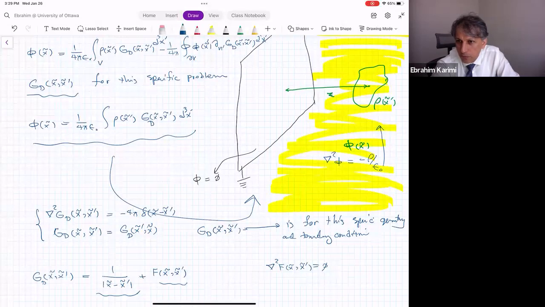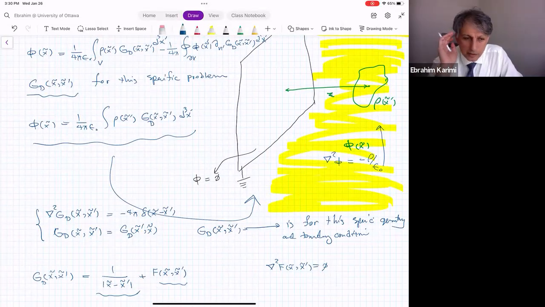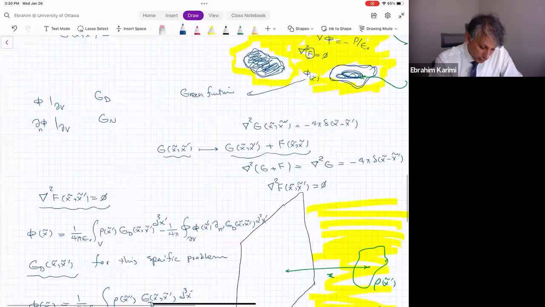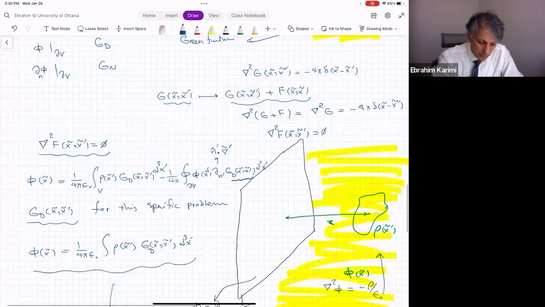Any thoughts, guys? Tarek? Before I say something, I just have a question. I know that this may have been discussed at the beginning of the class, but is the Laplacian of f of x defined with respect to x or with respect to x prime? Look, what I have written here is the Laplacian with respect to x inside of the Green function. Whatever you do, you take the derivative with respect to x. Okay.